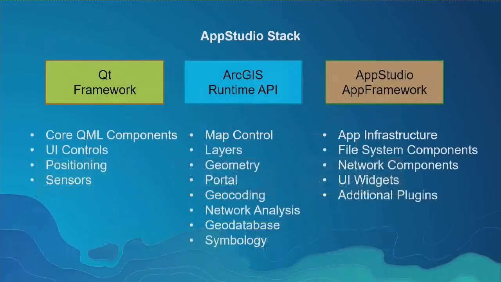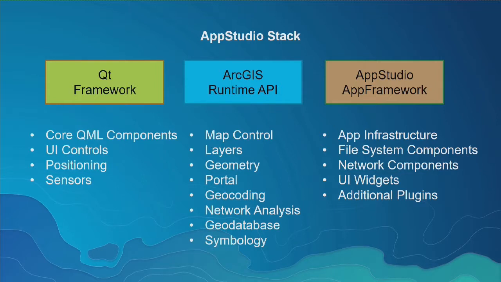So next, as I said a little bit earlier, Qt Framework is basically what you use to create the UI of the app. The Runtime API is where the GIS and mapping technology comes in. You can do map control, layers, portal, geocoding, all of that good stuff. And also the AppStudio AppFramework, that is created by us. Qt is a company that we use for the cross-platform technology. Runtime is Esri Runtime, and the AppStudio team created the AppStudio AppFramework.